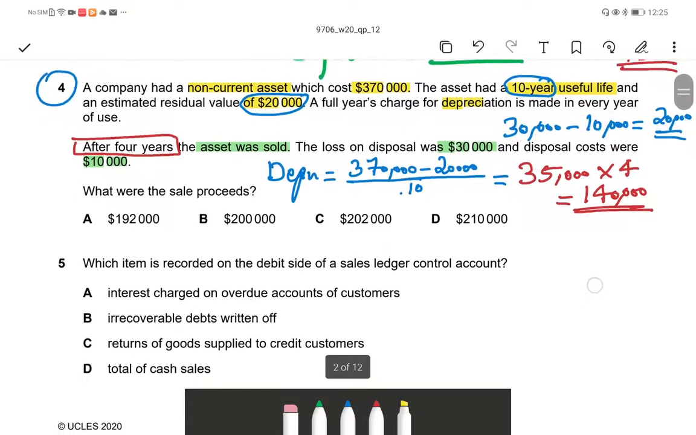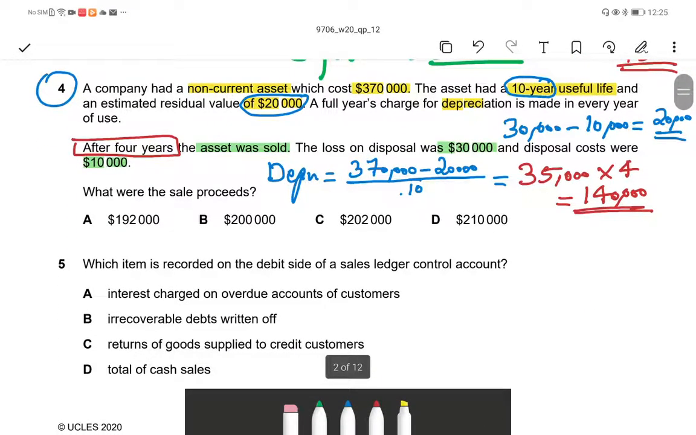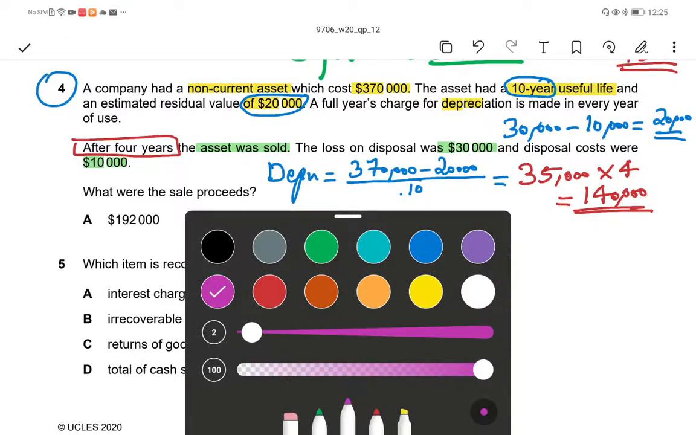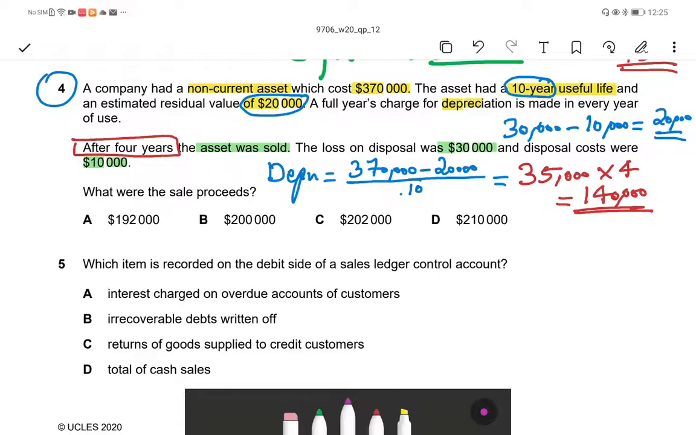Now we have to calculate the net book value. Net book value is equal to cost minus depreciation. So net book value is 3,70,000 minus 1,40,000.